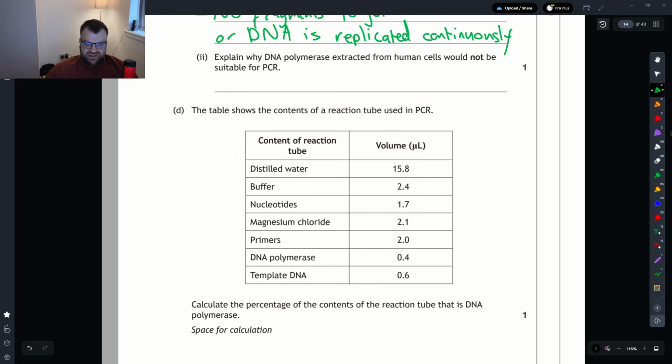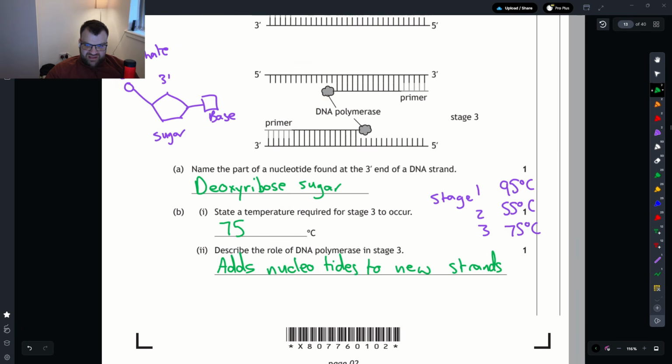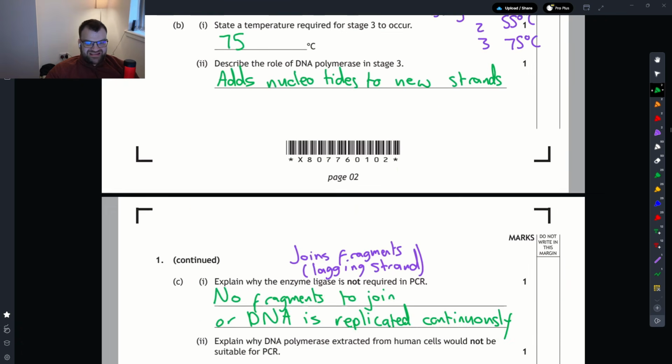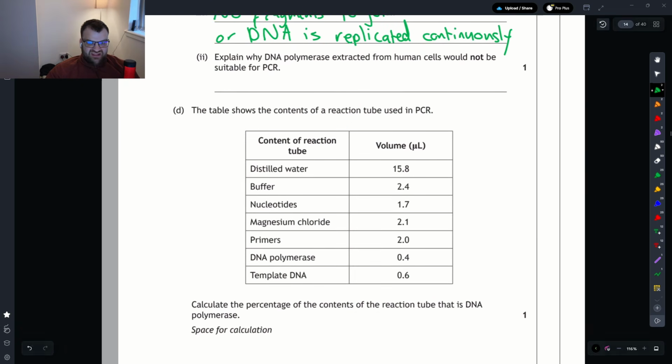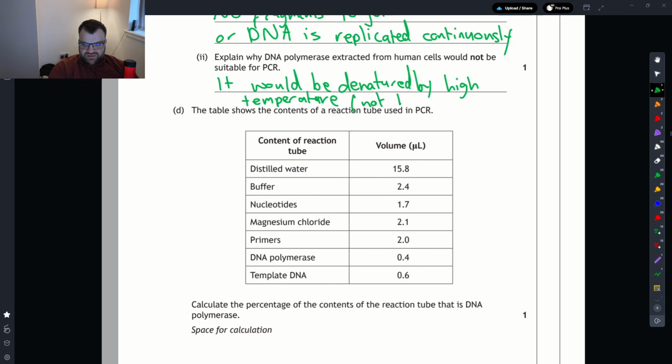Work for that. The specific type of DNA polymerase, does it tell us here? Not quite, but it is heat tolerant DNA polymerase because normal DNA polymerase would be denatured by the high temperatures. It is not heat tolerant.